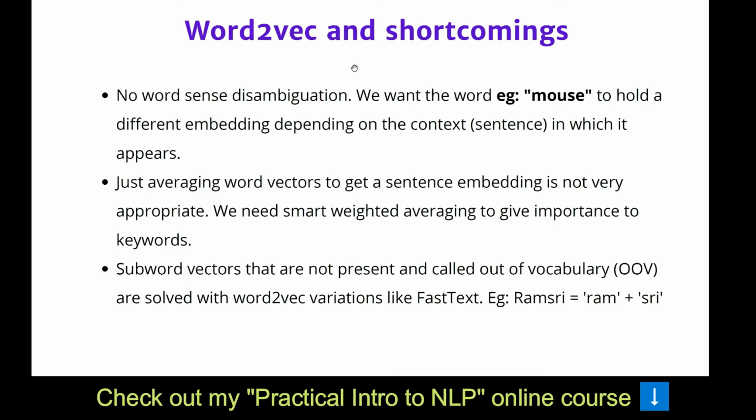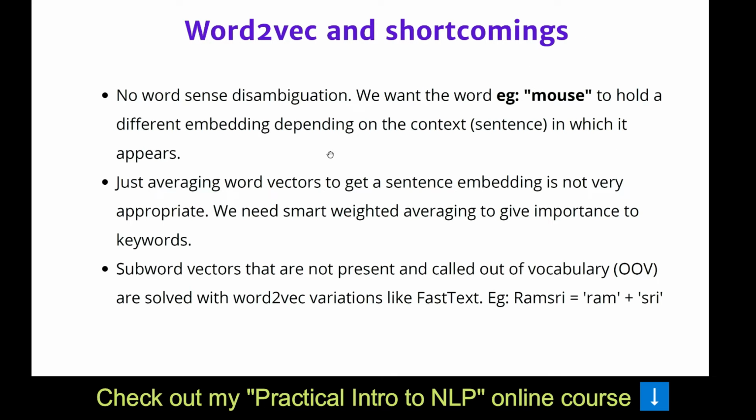So the short thing to remember is that since there is no word sense disambiguation, for words that have multiple meanings, still we are going to have just one single vector, and that might not be ideal for most of the use cases because we need to have vectors that are contextual for a given word.